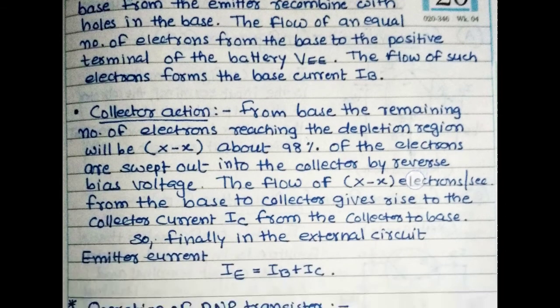In the same way, in the collector, the remaining electrons from the base reaching the depletion region are about 98%. It is capital X minus small x, and these electrons are swept into the collector by the reverse bias voltage. That is why the collector gives rise to a current called the collector current. Finally, in the external circuit we get IE equals IB plus IC. This is the fundamental current equation in a transistor circuit.